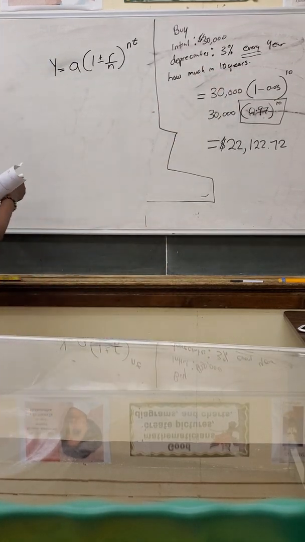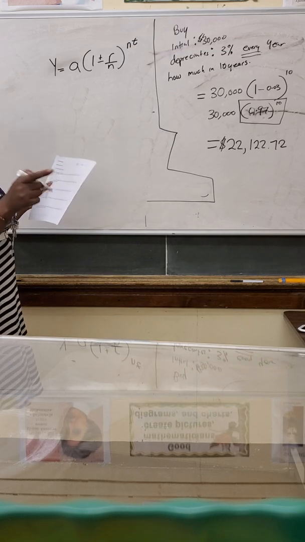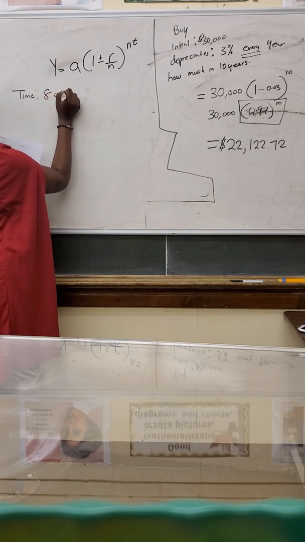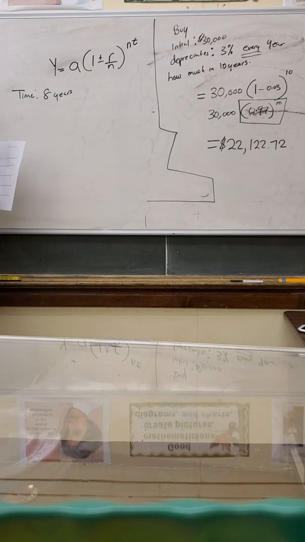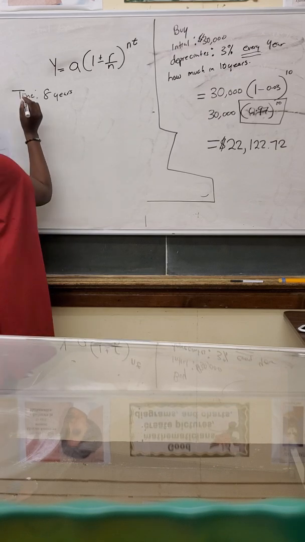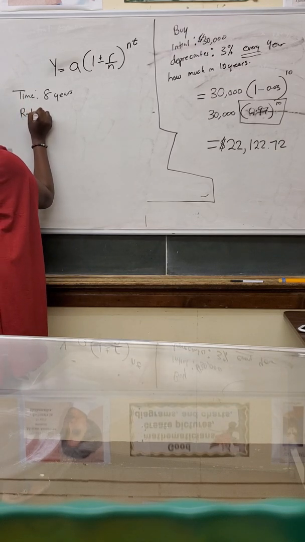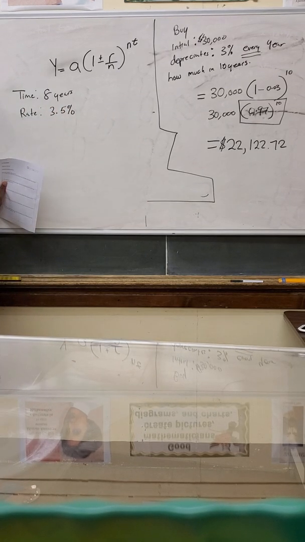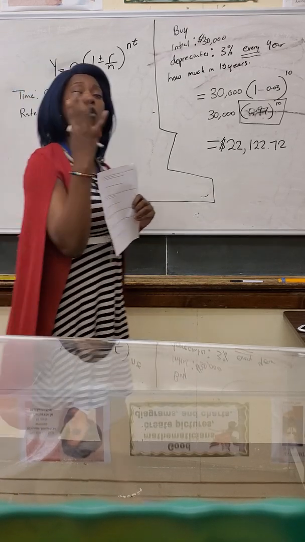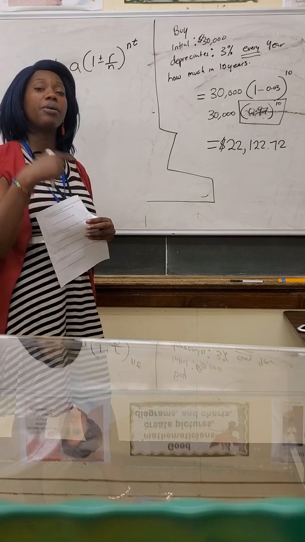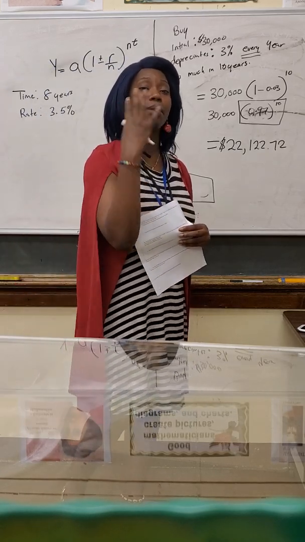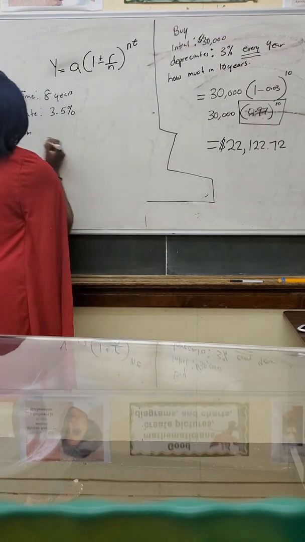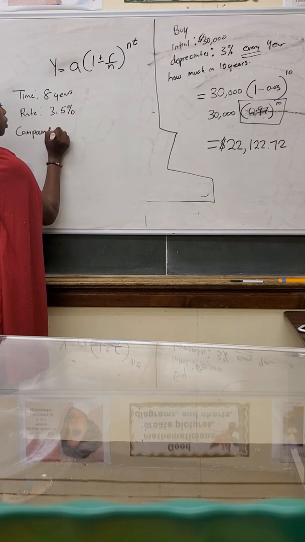But let's say we have a question like this. It says, how much money will you have in 8 years? So our time is 8 years. At a yearly rate of 3.5%, so our rate is 3.5%. And then they said it's compounded quarterly. Quarter means 4. That means that they actually calculate the interest 4 times in a year. So rather than just once every year, this is compounded quarterly.